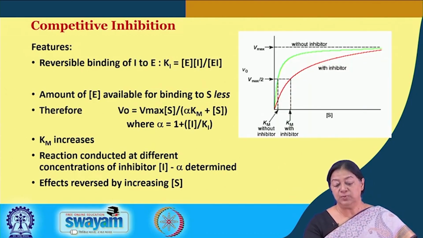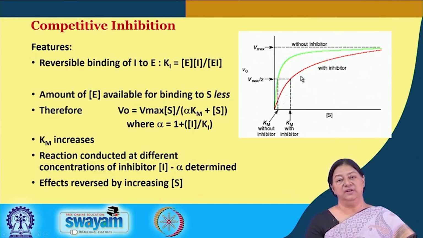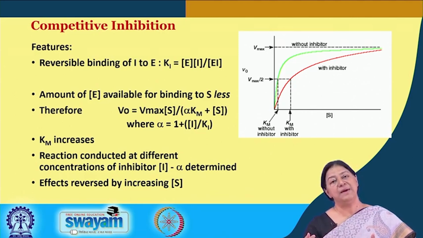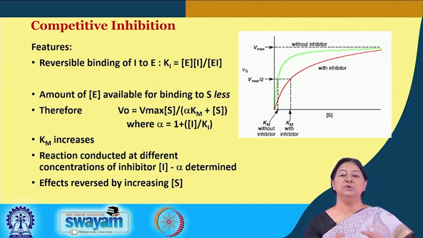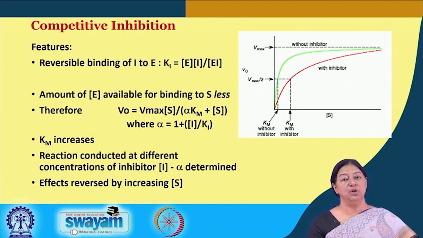So, what happens is, without inhibitor we have this green line. With inhibitor there is a reduction in the initial velocity. Why? Because we do not have that many enzyme molecules. But if we keep on increasing the substrate concentration, there will be a time where the same Vmax will be achieved, because we will be able to get all the enzyme molecules for the reaction to proceed.